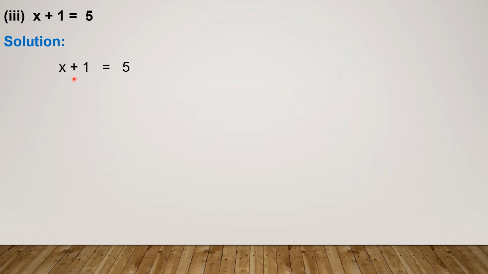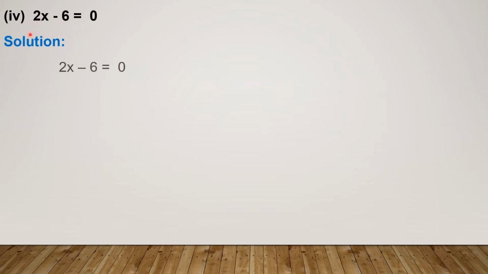For this purpose, we will move plus 1 to the other side of our equation. When you move plus 1 to the other side of your equation, it will be simply subtracted. What will we get? 5 minus 1. When we move plus 1 to the other side, it will be converted into negative 1. So we will get 5 minus 1. Subtract them. We will get 4. 4 is our answer.